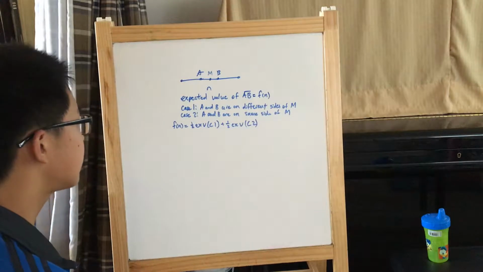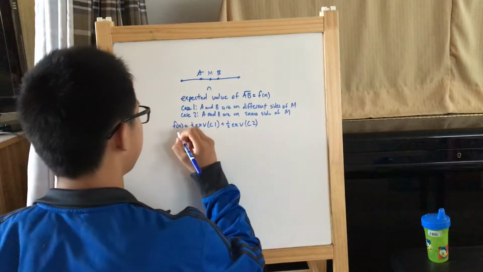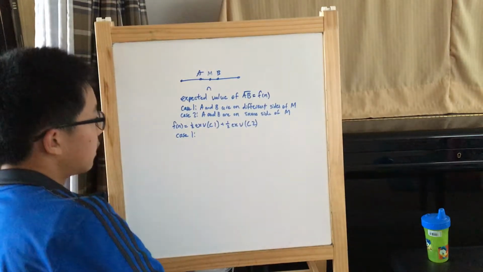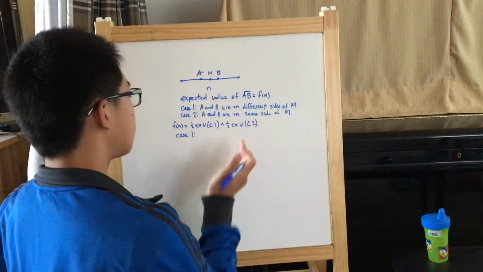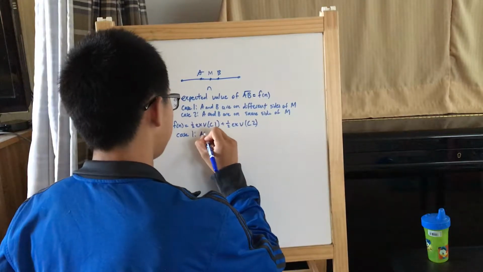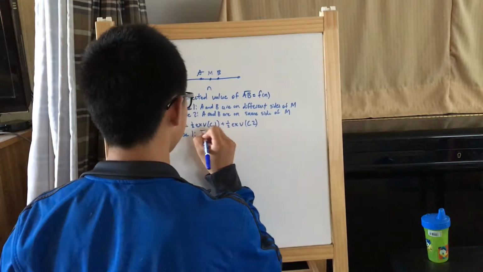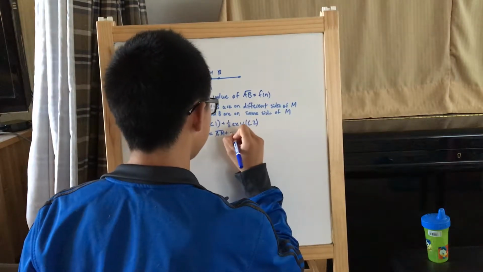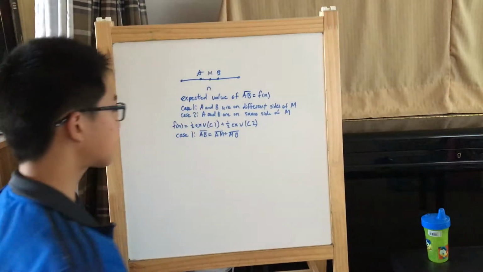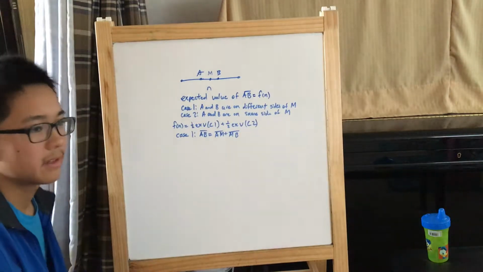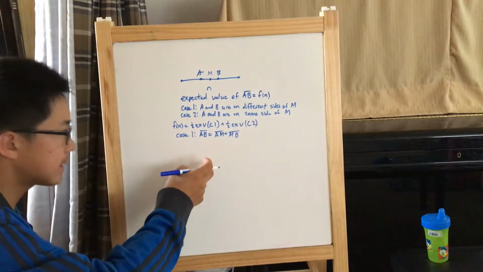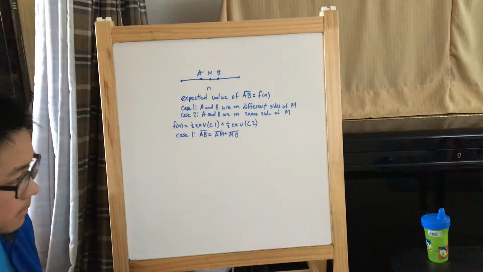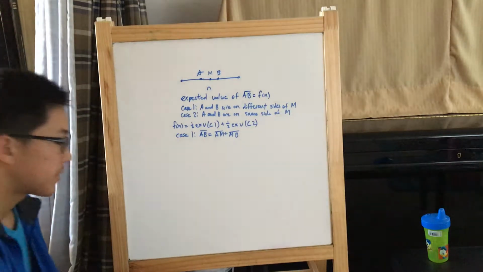So let's consider these cases individually. For case 1, since they're on opposite sides of M, we can just say that the length of AB equals the length of AM plus the length of MB. So in this case, the expected value for the length of AB is the expected value of AM plus the expected value of MB.